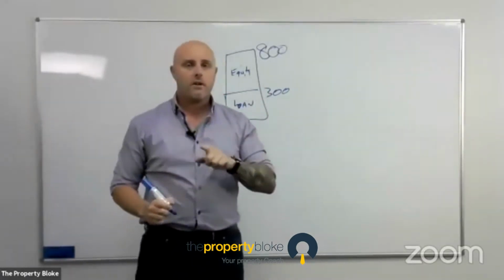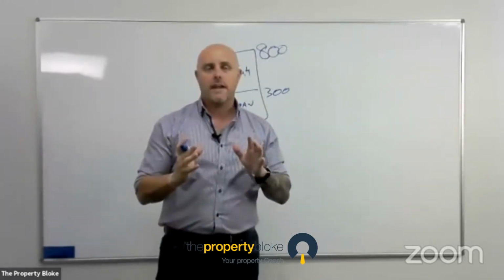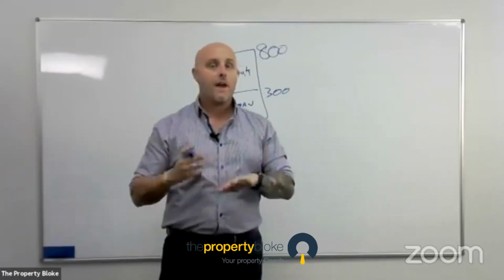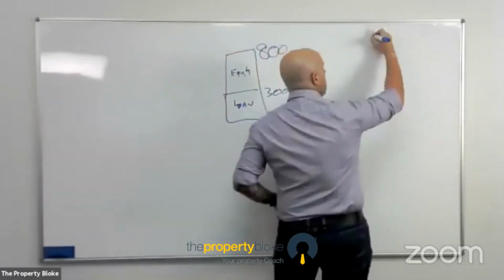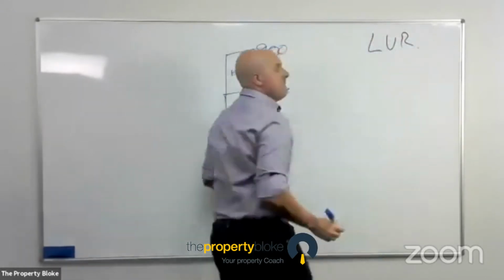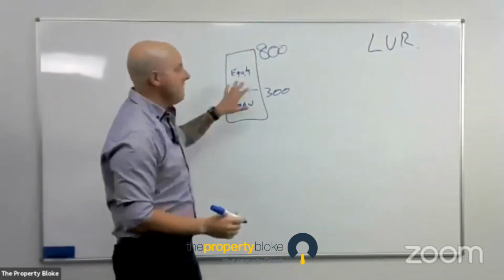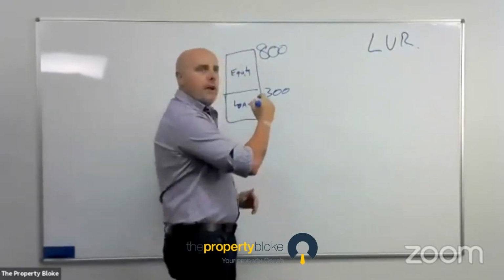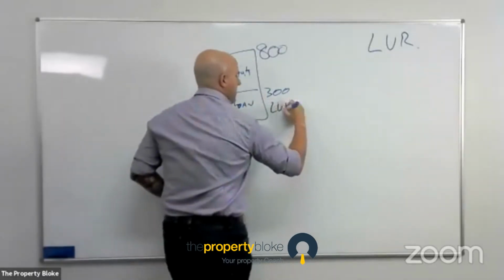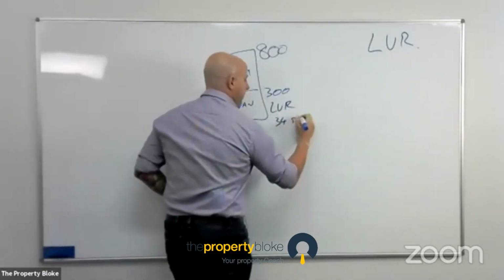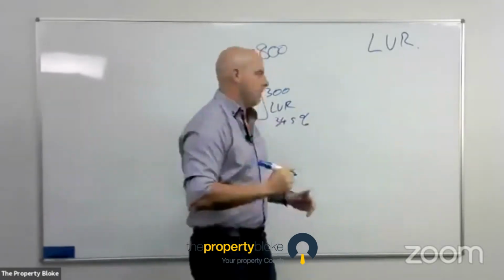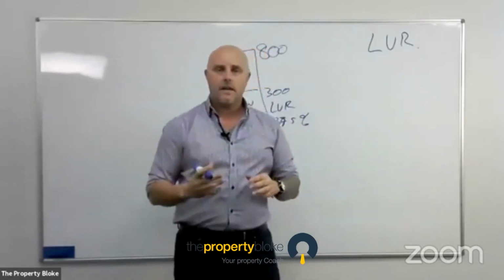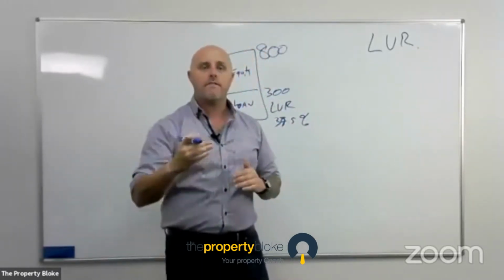So loan to value ratio, I'm just going to shorten that, because I do say loan to value ratio a lot tonight. We're going to call that LVR. So LVR up here is loan to value ratio. If this is your home, value $800,000, debt of $300,000, your loan to value ratio, or LVR as we say, is 37.5% approximately. What that means is that your debt level is less than 40% of the value of your property.